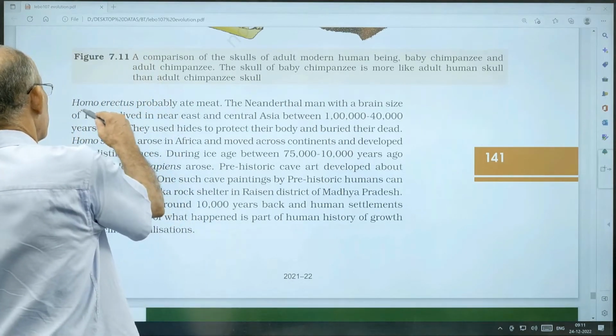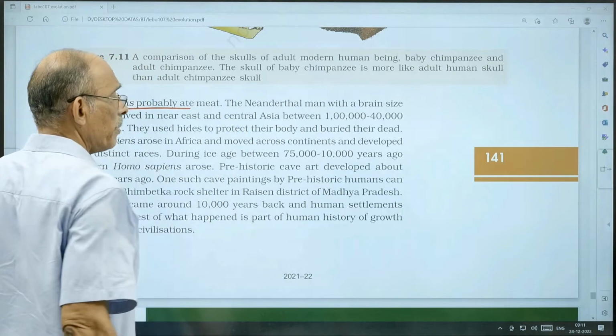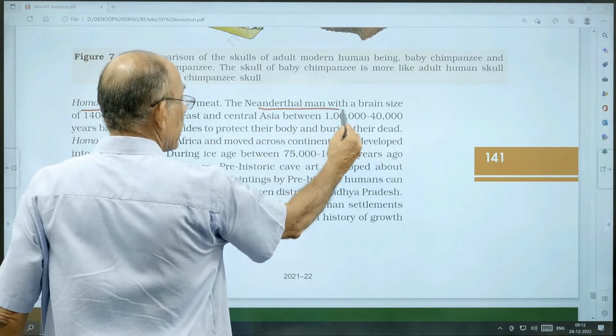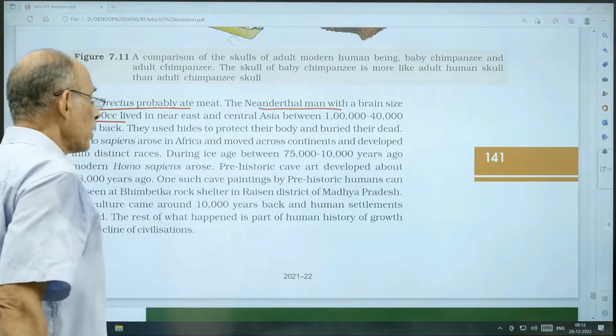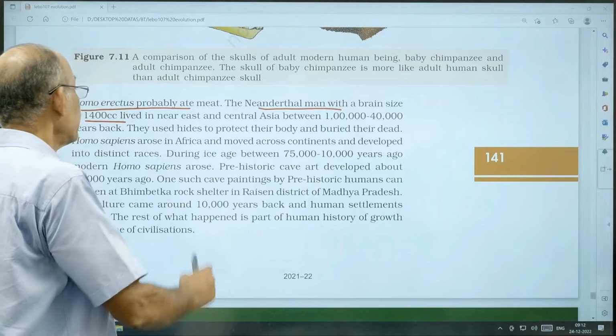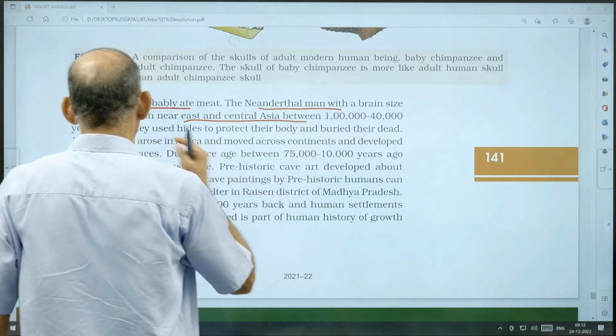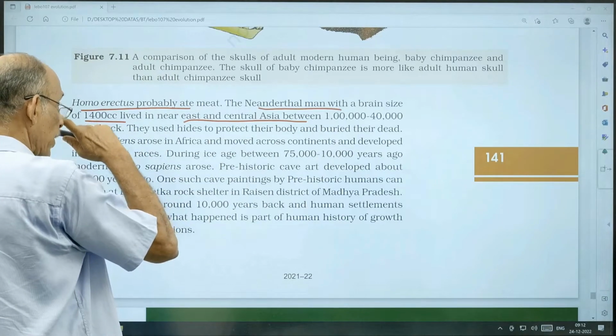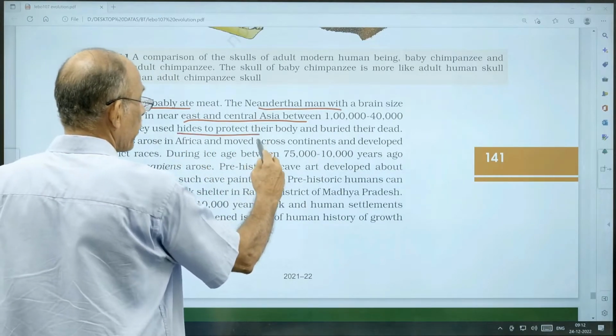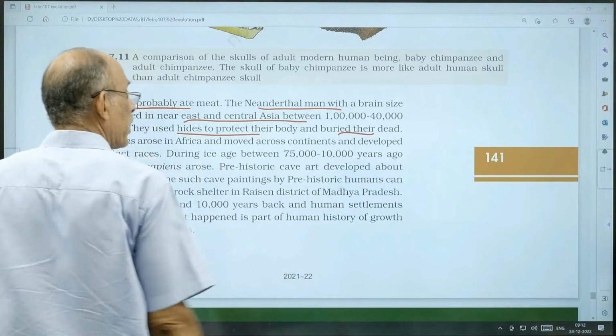Homo erectus, probably 8 mate, etc. Then comes this Neanderthal man with a brain size of 1400 cc, who lived in the Near East and Asia, etc. And from 1 lakh to 40,000 years back, this Neanderthal man used to protect their body and buried their dead, etc.